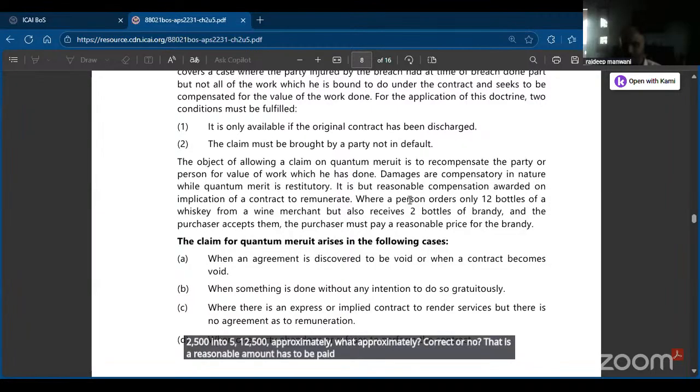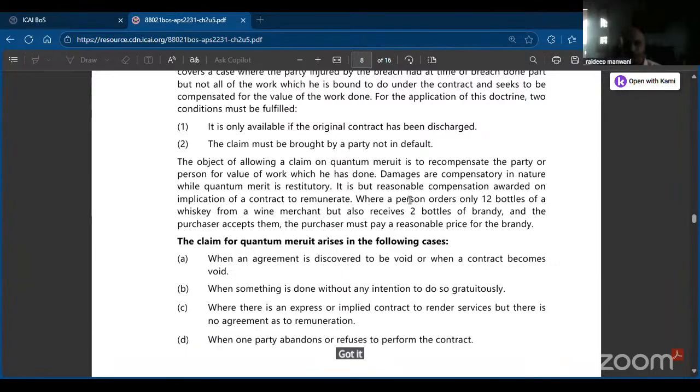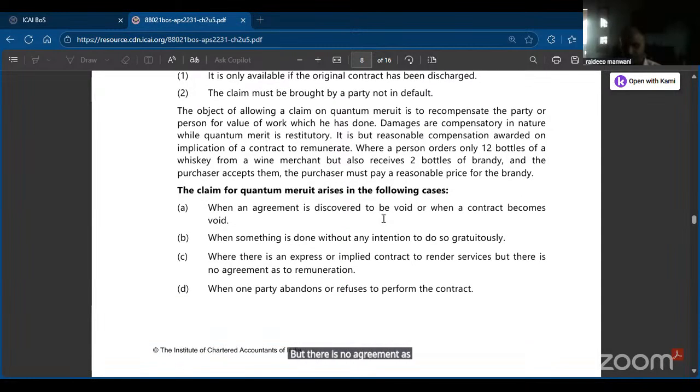So this is also quantum meruit, because he did that much work, right? Got it or no, all of you? Yes, sir. Pranav, the third one. Where there is an express or implied contract to render services, but there is no agreement as to remuneration. Same way, right?